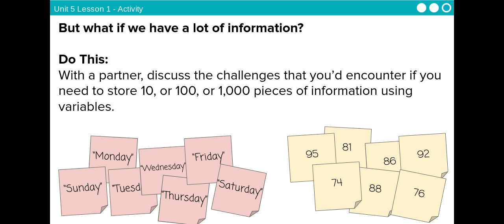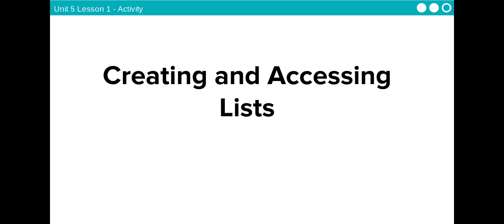With a partner or on your own, discuss the challenges that you would encounter if you needed to store 1, 10, 100, 1,000 pieces of information using different variables. The main challenge is that you would need to make a variable for each piece of information, and it could get difficult to name them all. Let's look at how to use a list.